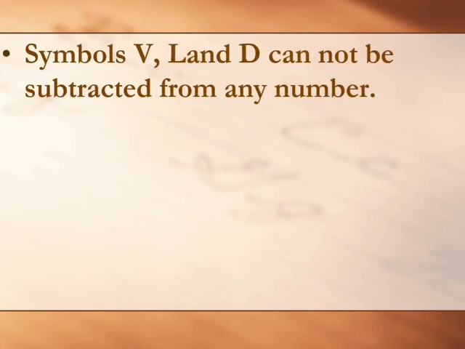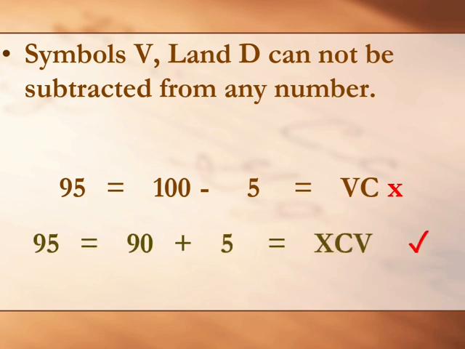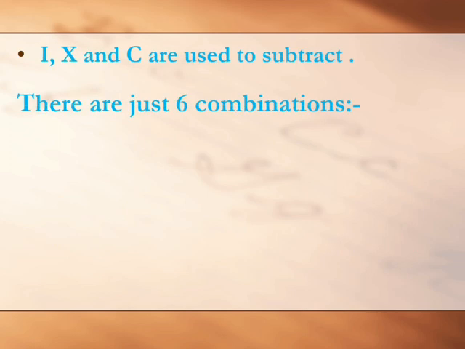Second point of this rule says the symbols V, L and D cannot be subtracted from any number. For example, 95 equals 100 minus 5 equals VC. Is it correct? No, this is wrong. 95 should be written as 90 plus 5, which is XCV. Third point of this rule says I, X and C are used to subtract. There are just 6 combinations for this.